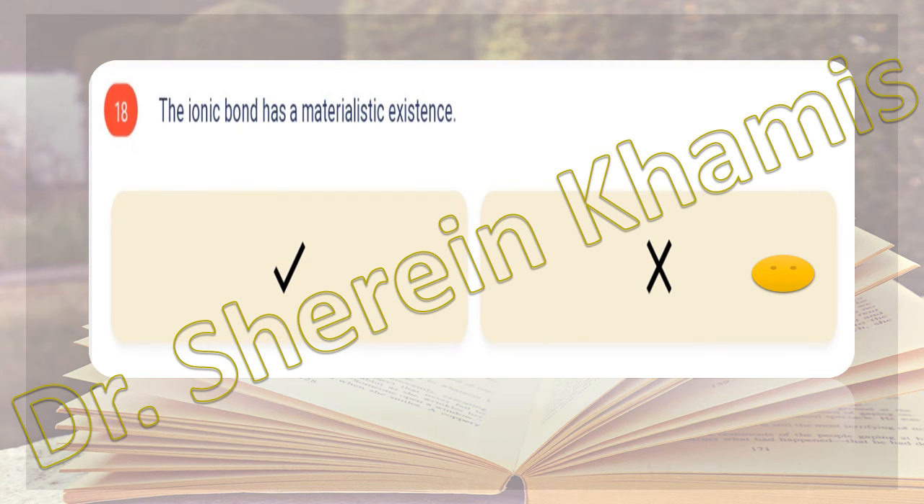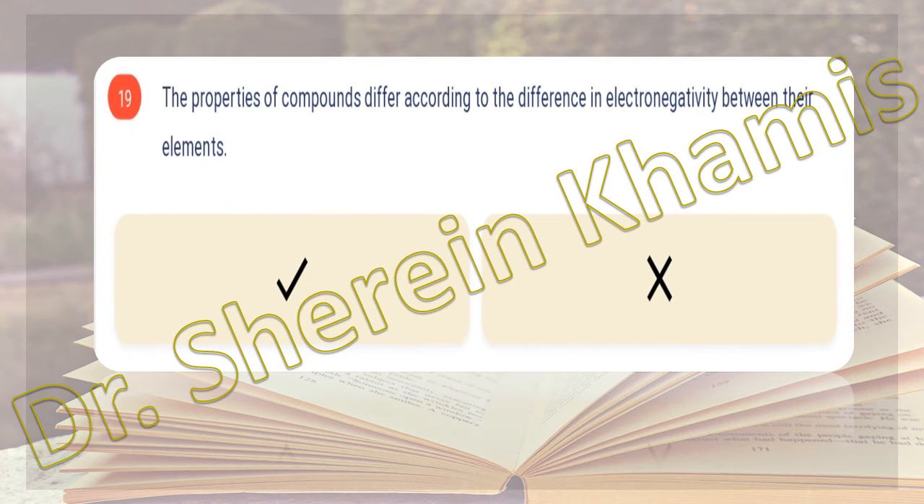Okay, let's go to question 19. Question 19 says that the properties of a compound differ according to the difference in electronegativity between their elements. Okay, yes, this is the main idea that we take here. Chemical compounds, whether ionic or covalent, depend on the difference in electronegativity between their elements. So the property of a compound depends on that difference.